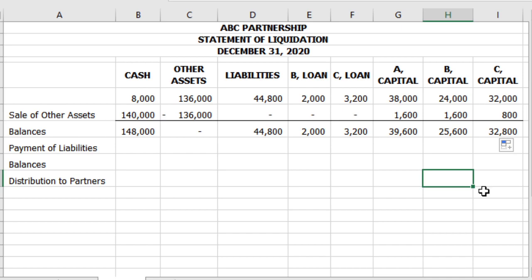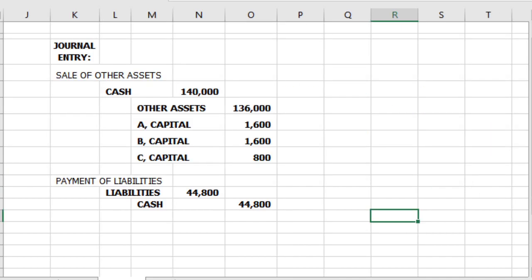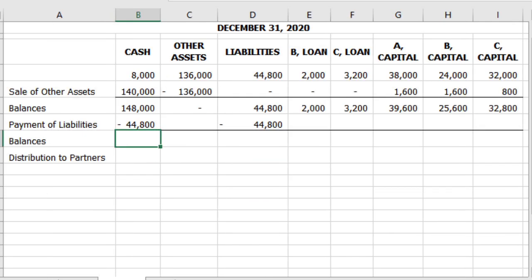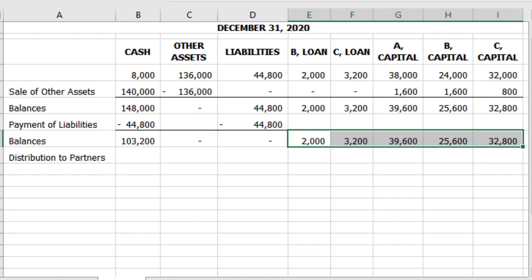So, gawin muna natin yung ating entry. So, eto na yung ating entry for the payment of liabilities. Debit natin yung liabilities or kung anong account yung ginamit, accounts payable, 44,800, and then we credit cash. So, again, pa-plot natin dun sa ating statement of liquidation. So, ayan, bawas sa ating cash, 44,800, and then bawas sa ating liabilities. So, again, compute natin yung kanilang balances. So, yan na ang kanilang balances.